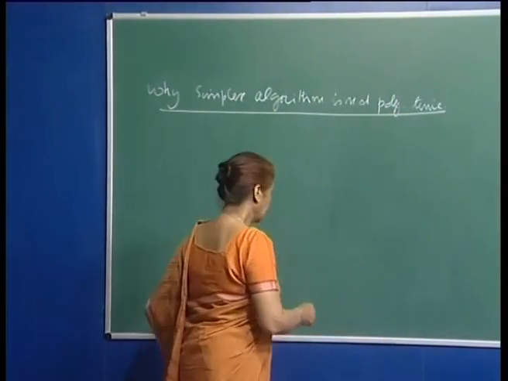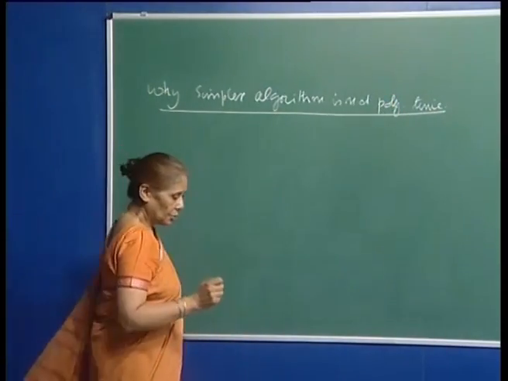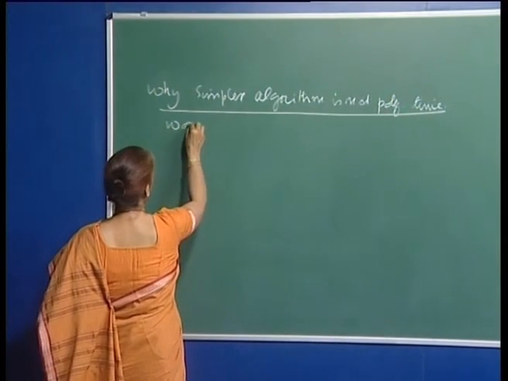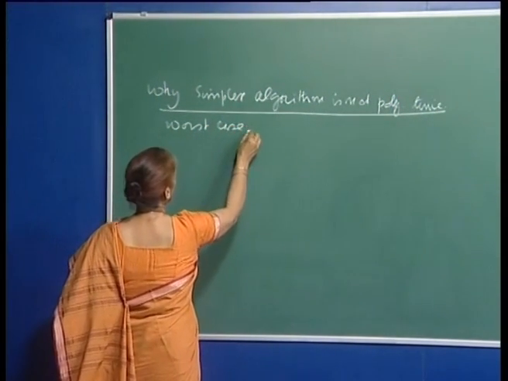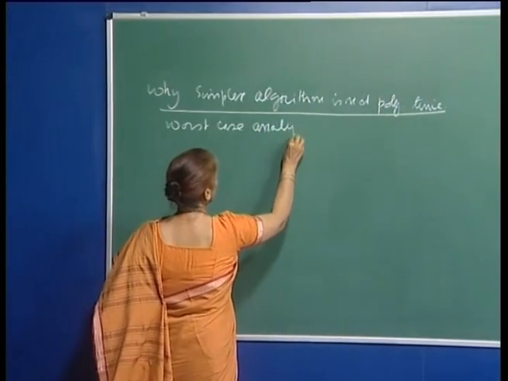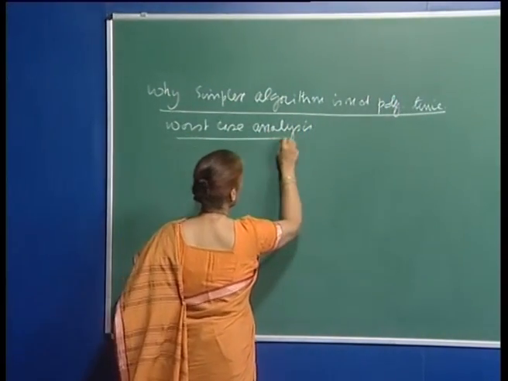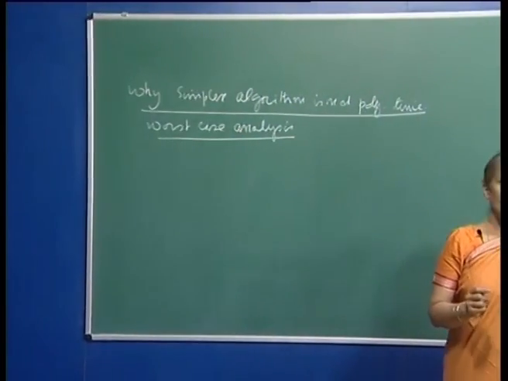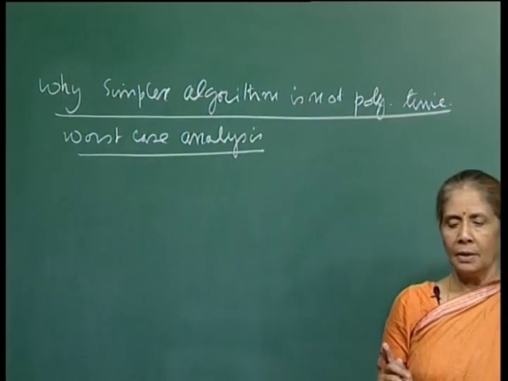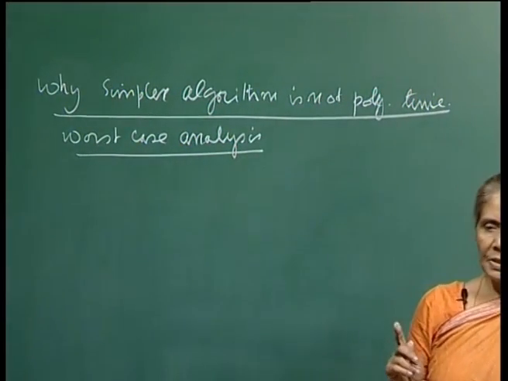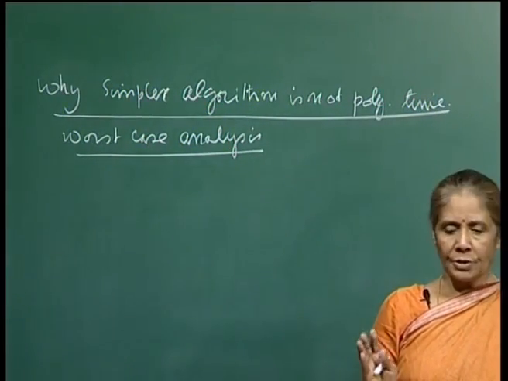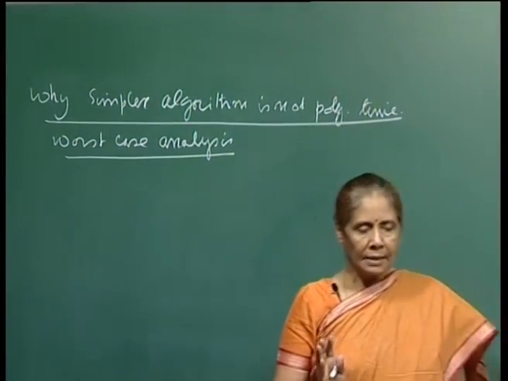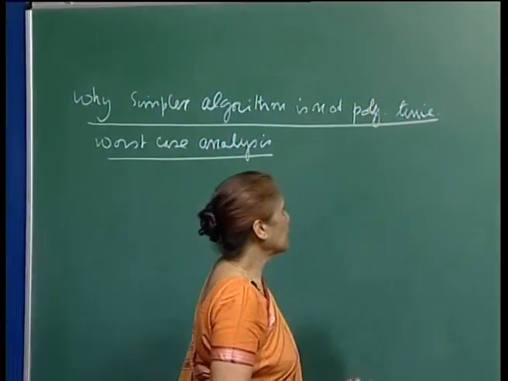Normally when you talk of the complexity of an algorithm, you do the worst case analysis. For example, in the simplex algorithm, we are not specifying a rule for the choice of the incoming variable. That means it is incompletely specified, right? It is not specified at all.